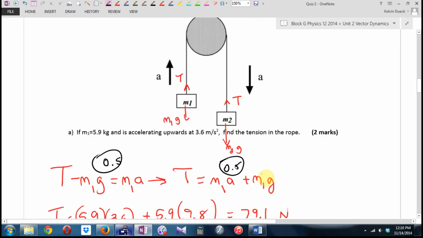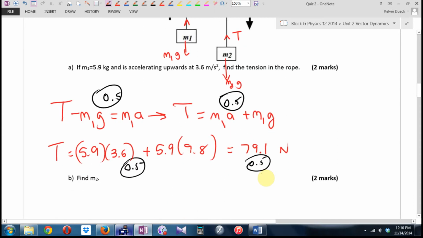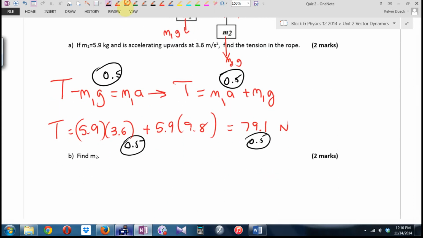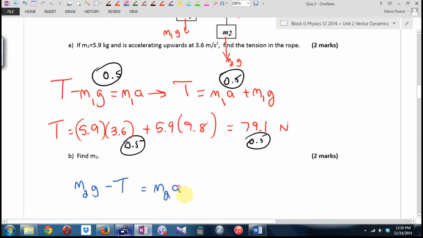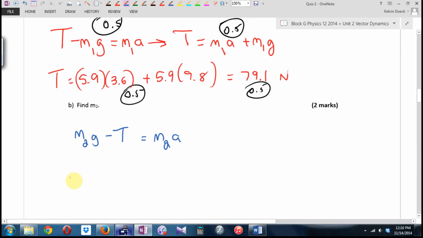Find M2. Well, let's write an equation for M2. If I look at M2, who's winning? I think there, winner minus loser equals M2A. Naomi, how many M2s do I have in this equation? How many would I prefer? Let's get them all to the same side, and anything without an M2 to the other side. So the first thing I would do is rewrite this as M2G minus M2A equals tension.